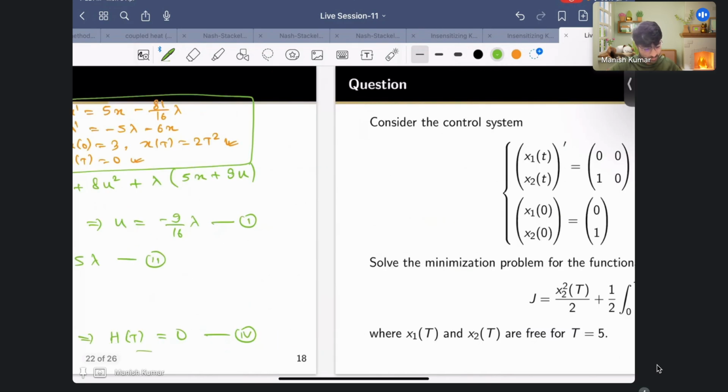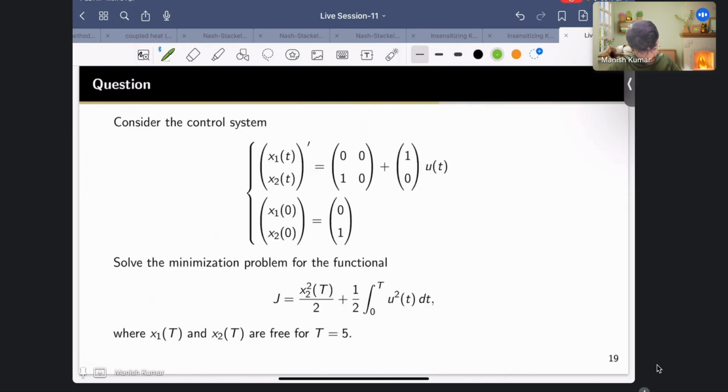Now let's come to this problem. Over here this is the control system, this is the initial data, and this is the functional J. Over here this T is fixed, unlike the previous one where T was varying, but here x1(T) and x2(T) are varying. So let us quickly look at this.